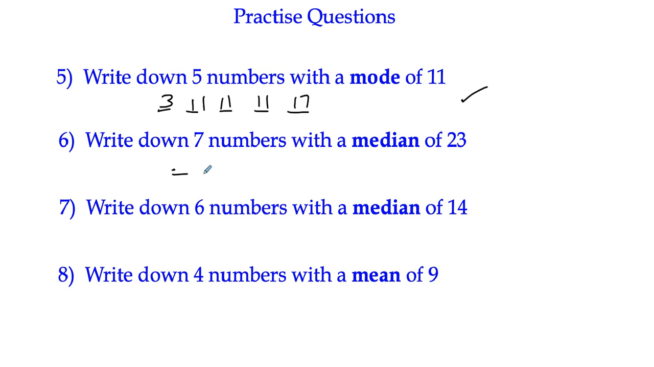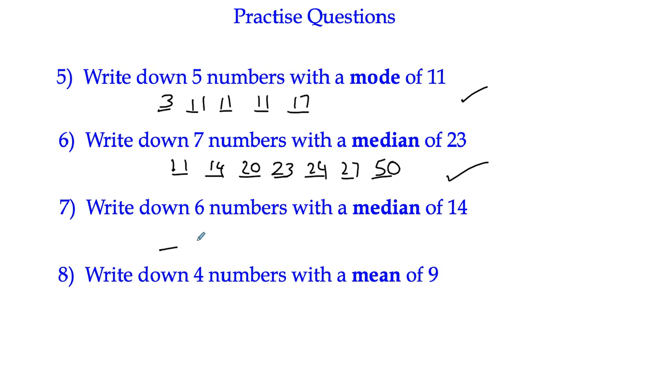We've got an odd number of numbers, so that means that 23 is going to be slap bang in the middle. And as long as your other 3 numbers are less or equal to 23 and higher or equal to 23 on either side, then that's fine. So I'll put 11, 14, 20, 24, 27, and 50. So that's fine as long as 23 is the middle number.